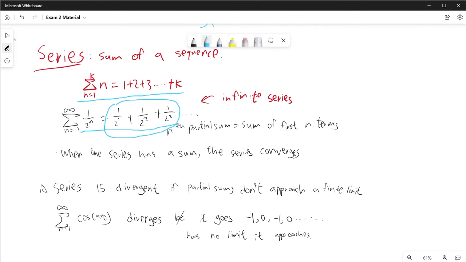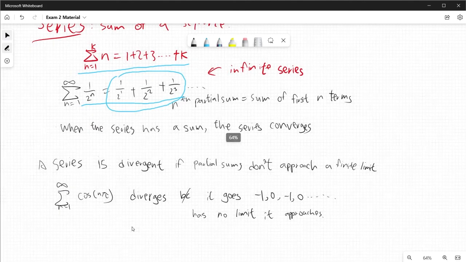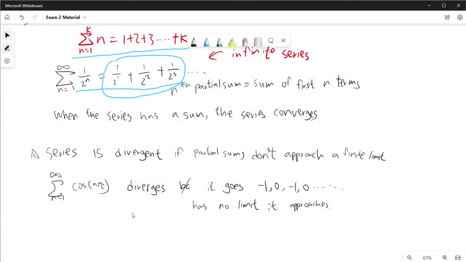And then touching again on sine and cosine, similar to the sine equation above, it goes like -1, then +1, -1, +1, right? And then the partial sums: the first partial sum is -1, and then 0, and it's -1, 0, and then oscillates. Once again, this does not approach a number, therefore it is divergent.